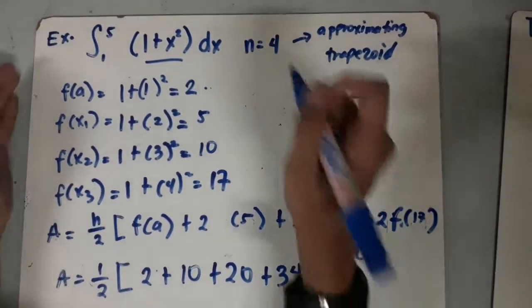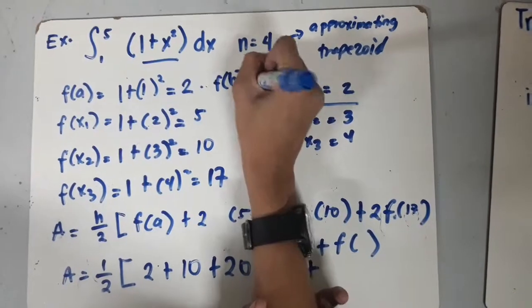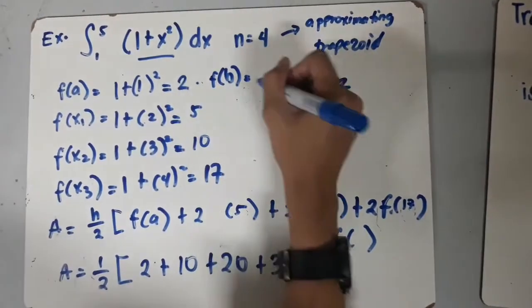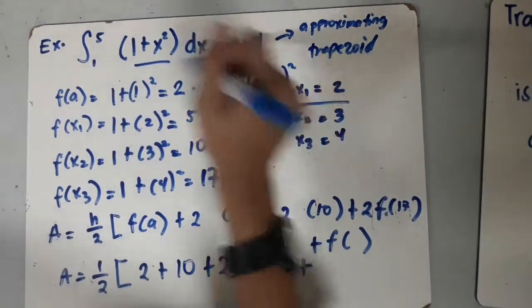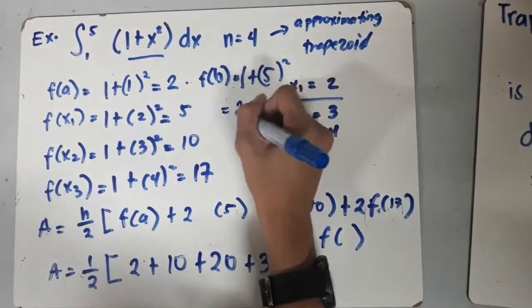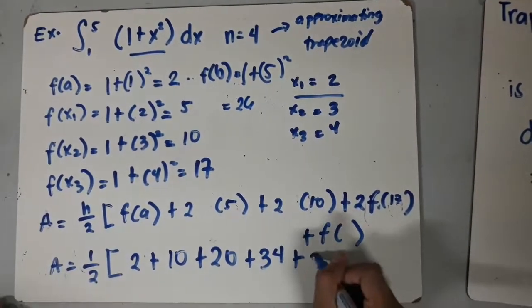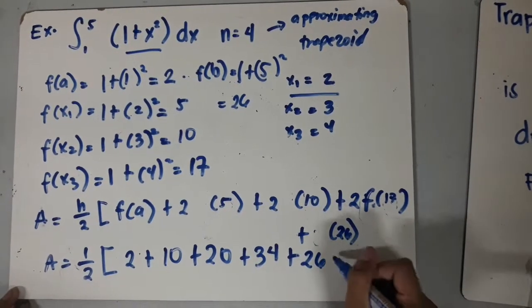I forgot to give you the value for f of b. Let's substitute it: 1 plus 5 squared, since b is the upper limit, which is 5 squared, is equivalent to 26. So plus 26 here for the value of b.